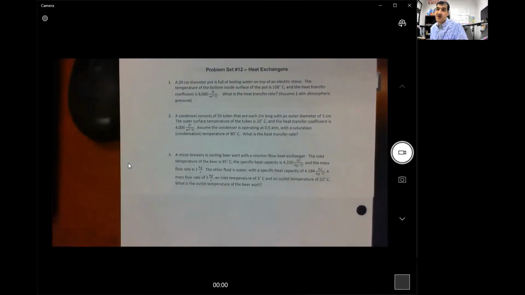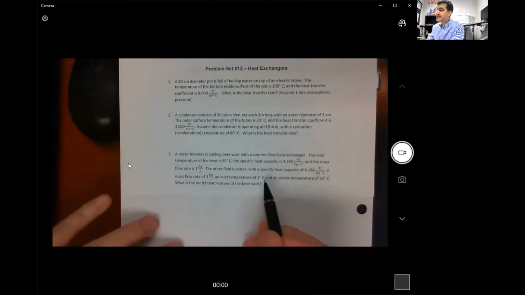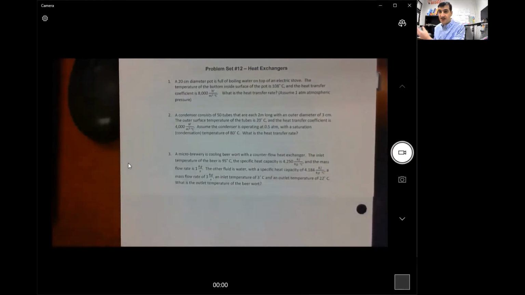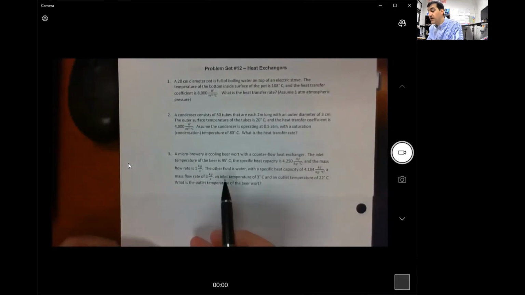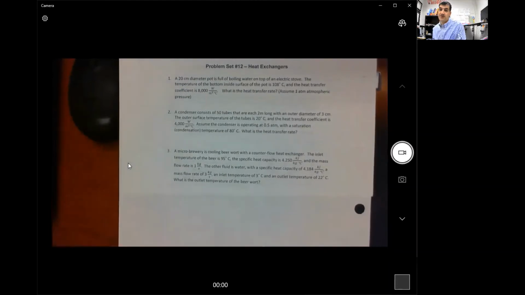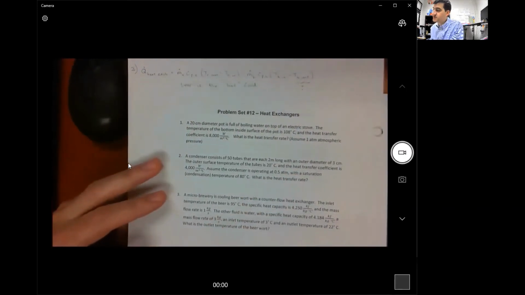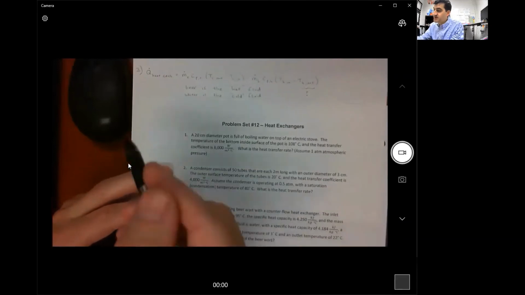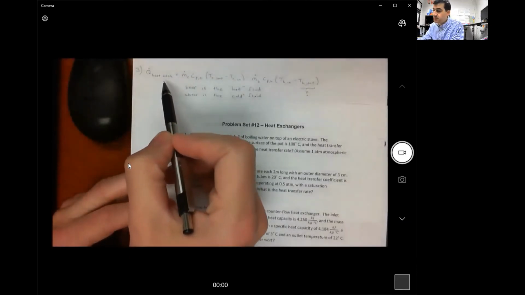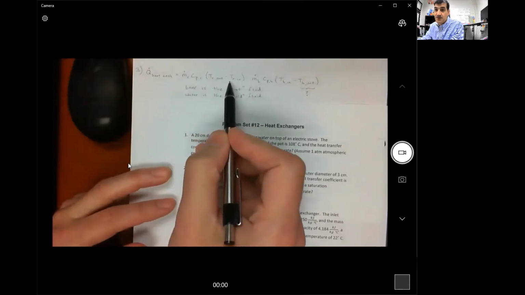So what's happening is we're transferring heat from the beer wort to the water. And in the process, the water is heating up, and as it's heating up, it's taking heat away from the beer wort. So that's the whole idea. We're trying to cool down this beer wort. The only thing we don't know here is the outlet temperature of the beer wort. That's what we're trying to find. We're trying to cool that stuff down. So we have our equation for heat exchangers, which is really just an energy balance. It says the heat transfer rate of the heat exchanger is equal to m c delta T, or m c ΔT, right?